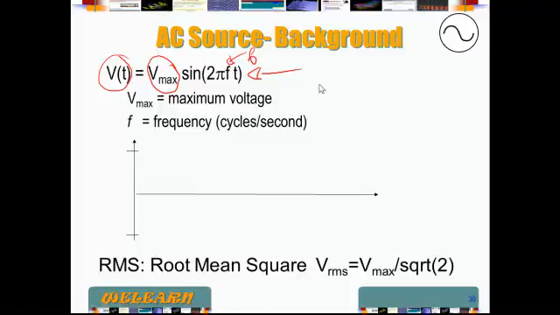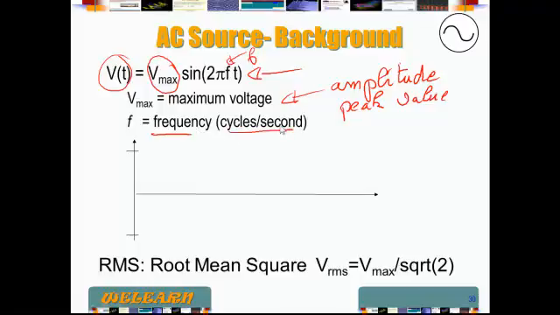The maximum voltage is what we call amplitude, and sometimes we call it peak value as well. So the amplitude of the voltage is the maximum voltage. It is the peak value of the voltage as well. And the frequency is how many cycles per second the voltage is going to follow.